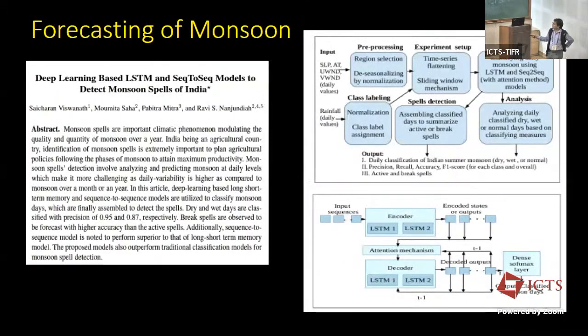These details I will not have time to get into, but there are one or two things I would still like to draw your attention to. Earlier I was talking about this forecasting of monsoons.